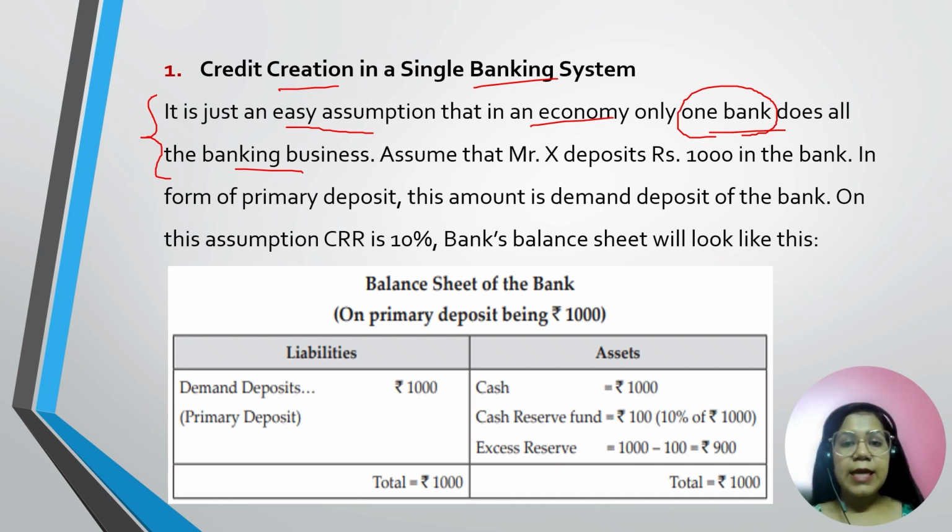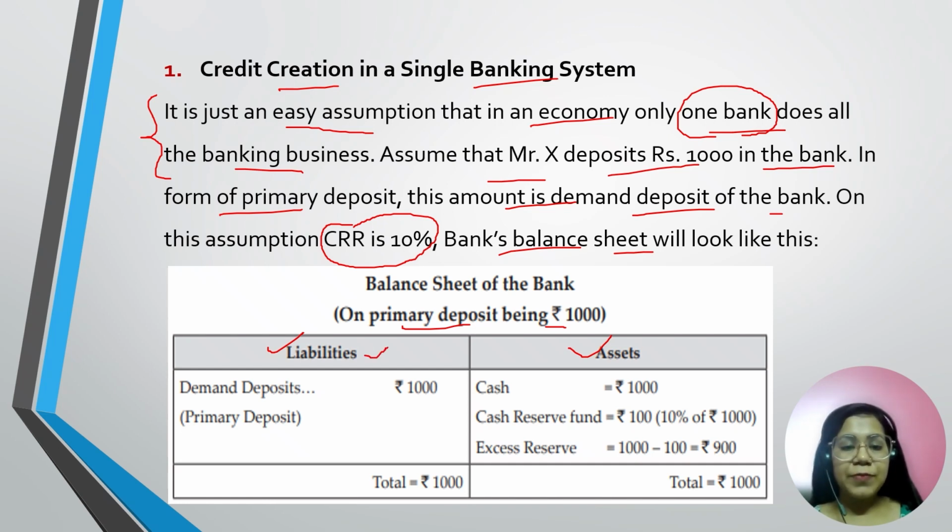So assume that there is Mr. X who deposits 1000 rupees in the bank. So in the form of primary deposit, this amount is demand deposit of the bank on the assumption that CRR is 10%. So let's see what will be the bank's balance sheet. So we are taking the primary deposit being rupees 1000. Now there is liabilities and there is assets. Assets is what are the bank's assets.